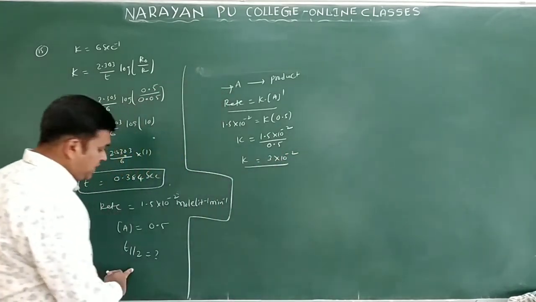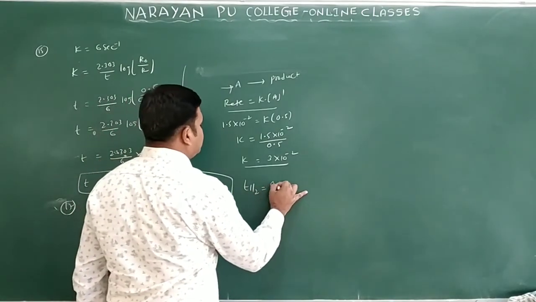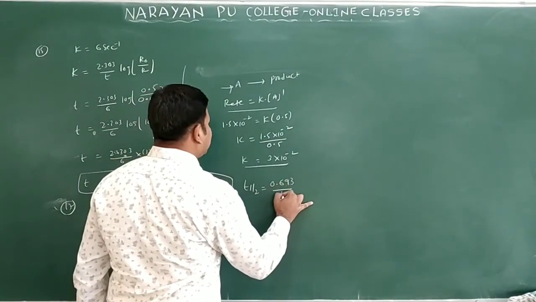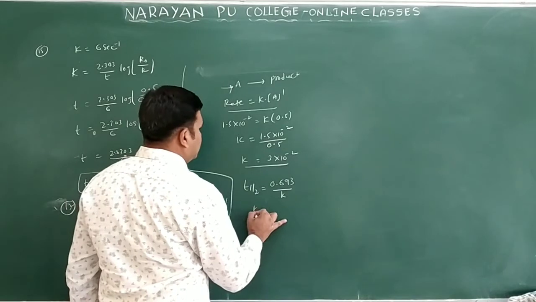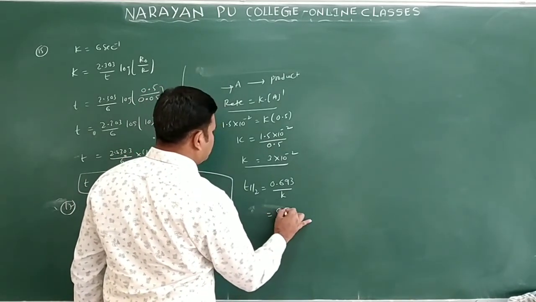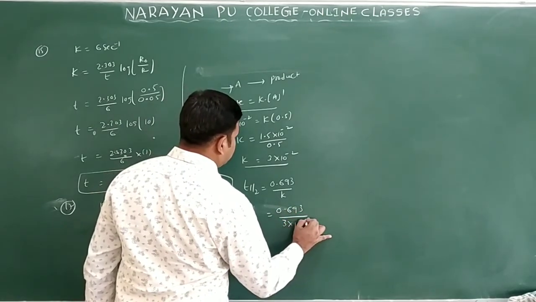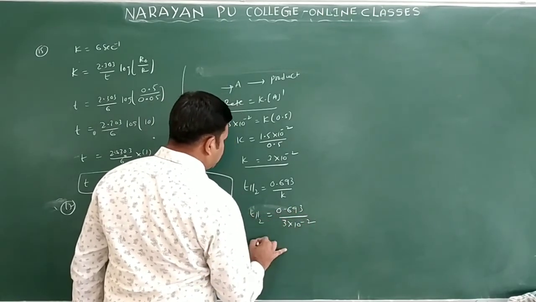But what are they asking here? They are asking t half. So t half for first order is equal to 0.693 by K. So this is 0.693 by K, and K is 3 into 10 power minus 2.